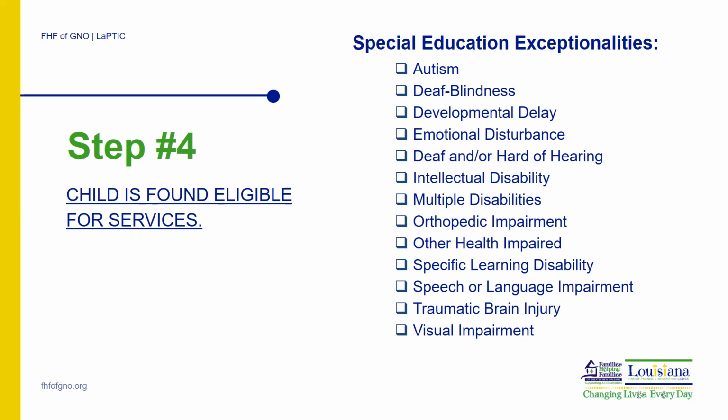Now, within 30 calendar days after a child is determined eligible, a team of school professionals and the parents must meet to write that IEP, or the Individualized Education Program, for the child. That's within 30 days after the child is determined to be eligible.